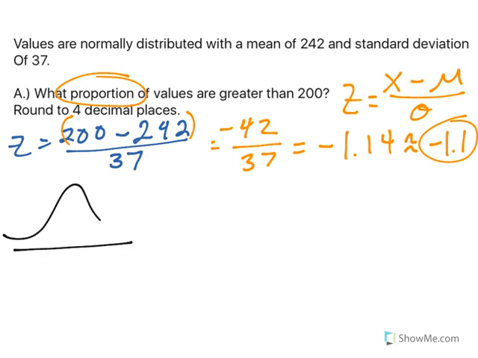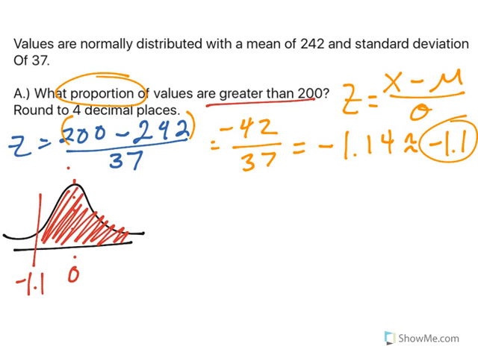So when I'm looking at my normal distribution, a z-score of 0 is the mean, so negative 1.1 is going to be to the left. And we're asking for values that are greater. Greater means to the right. Well, when you look at your table, it's going to give you area to the left. And this does say round to 4 decimal places.